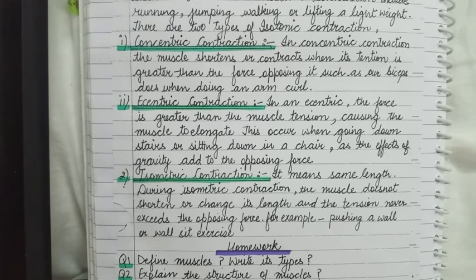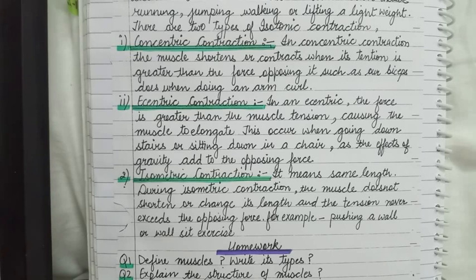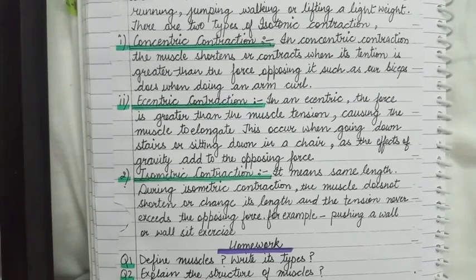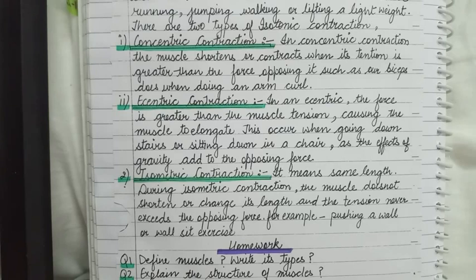Second, isometric contraction. It means same length. During isometric contraction, the muscle does not shorten or change its length, and tension never ends. The muscle tension equals the opposing force, for example, pushing a wall.